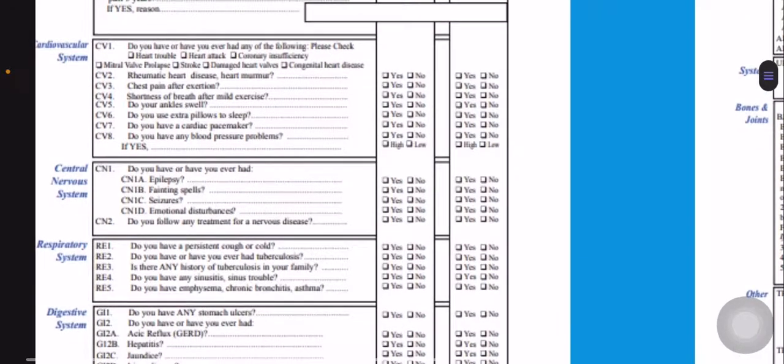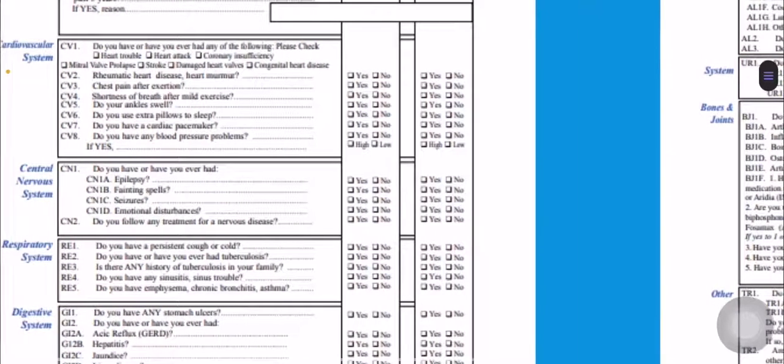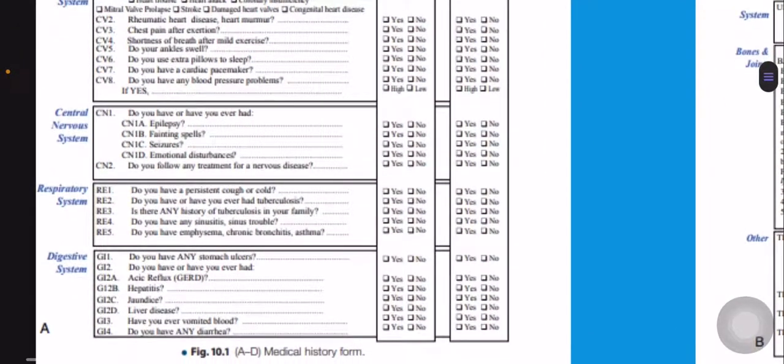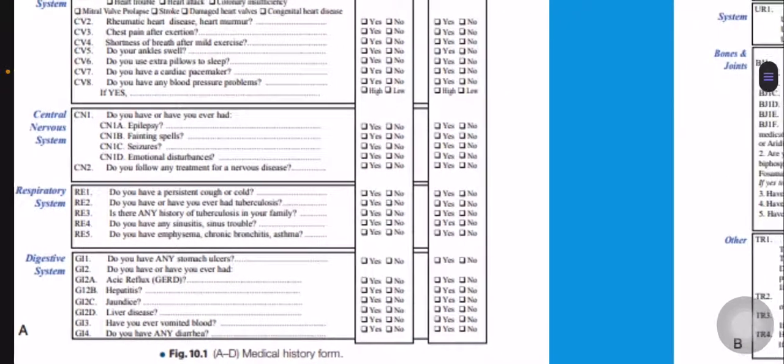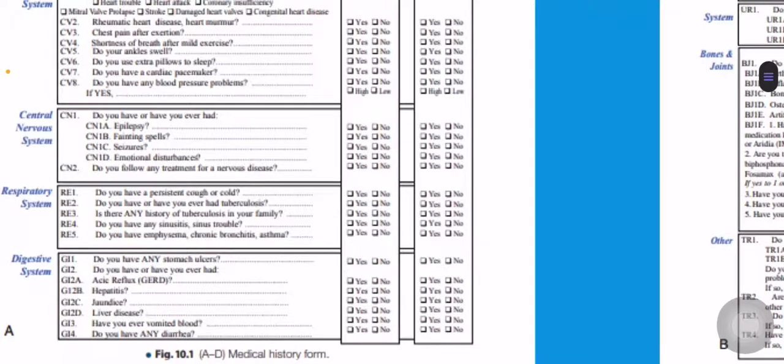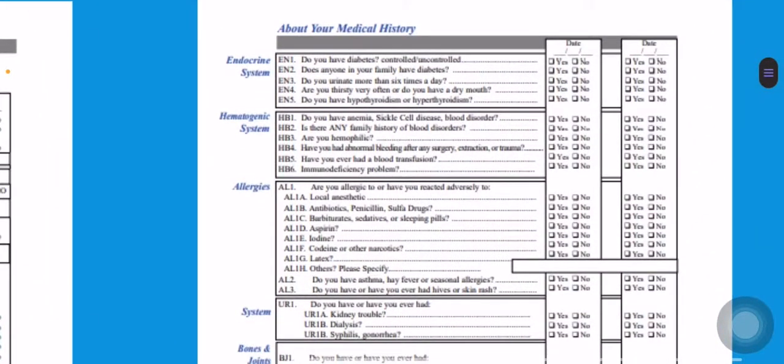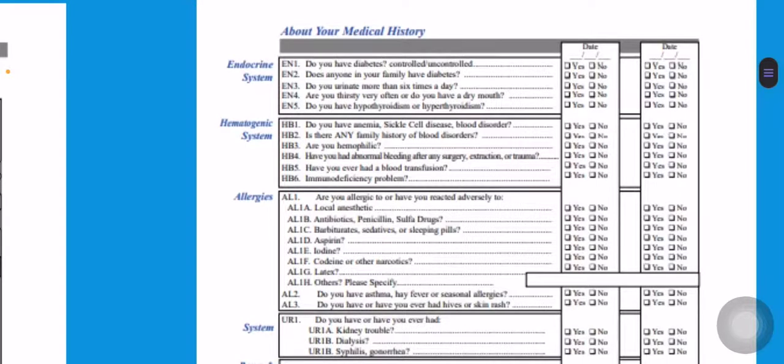We have the central nervous system, which concerns epilepsy and seizures. We have the respiratory system, which is about tuberculosis and chronic bronchitis. Then we have the digestive system, about the stomach and stomach ulcers, and whether he has jaundice or hepatitis. This section also has an endocrine system, which mainly focuses on diabetes, whether he is a diabetic or not, and if he is, whether it is controlled or not.